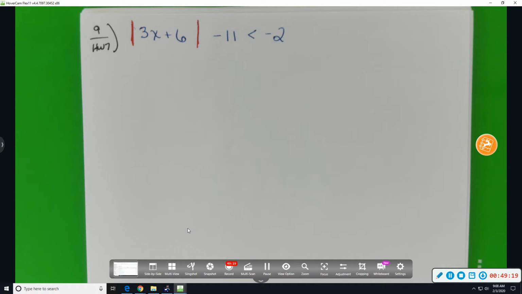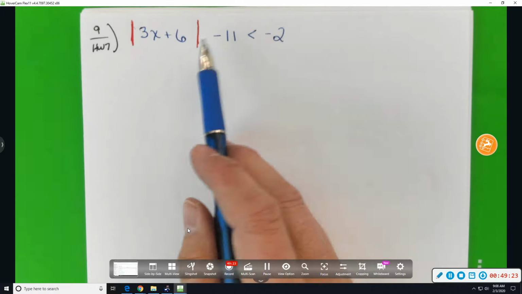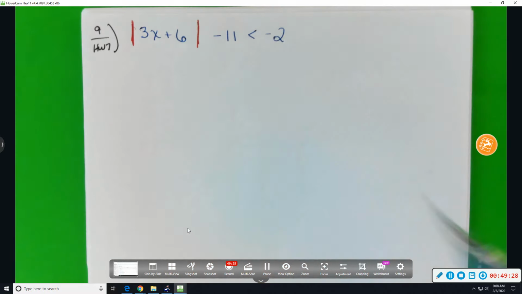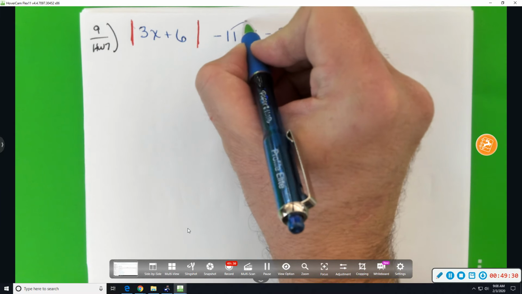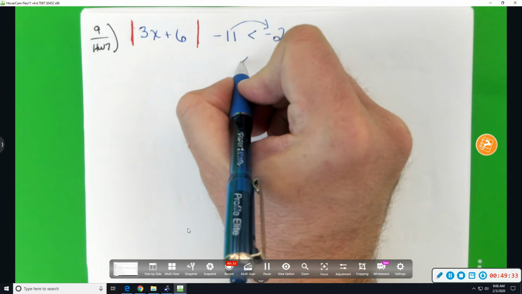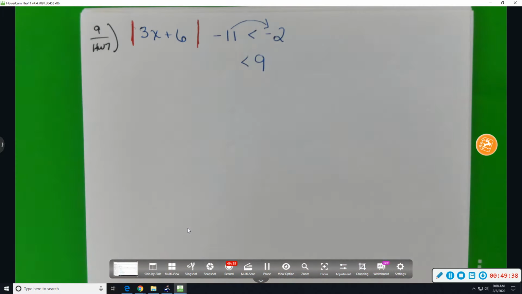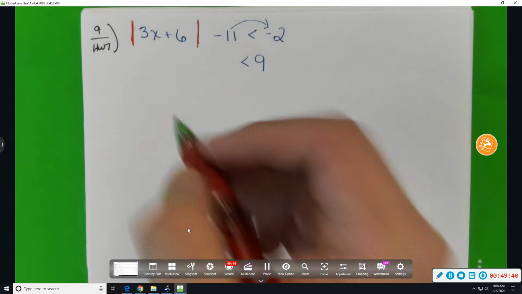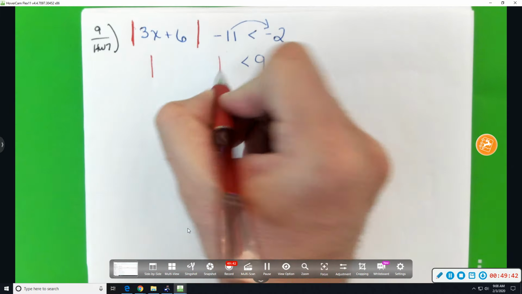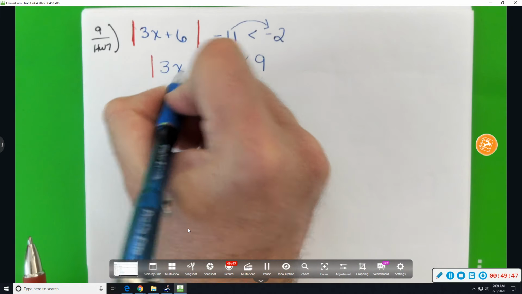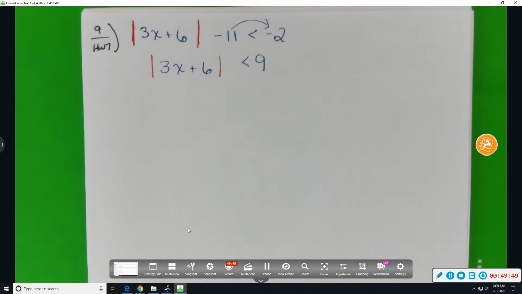Well, there's only one correct first step, and that's to get these absolute value bars by themselves. Don't jump into equal 2, equal negative 2, or something like that. No. You've got to move that 11 first. So what are we going to have over here? Will it be a 9? And on the right, we have absolute value of 3x plus 6 is less than 9.